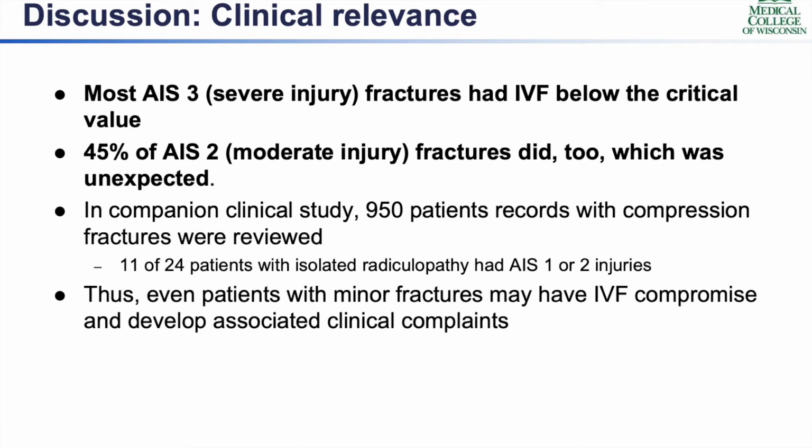In an ongoing companion study, the senior author reviewed 950 records of patients with compression fracture, and of those, 11 of the 24 patients with isolated radiculopathy had AIS-1 or AIS-2 injuries. Thus, even patients with minor fractures that are not even recognized in imaging may have IVF compromise and have associated clinical complaints.